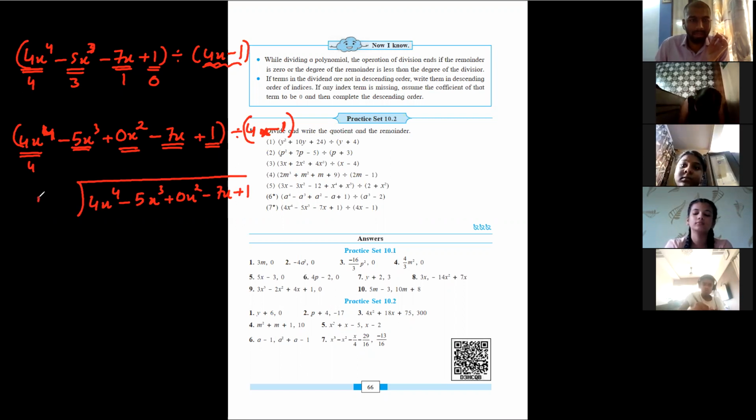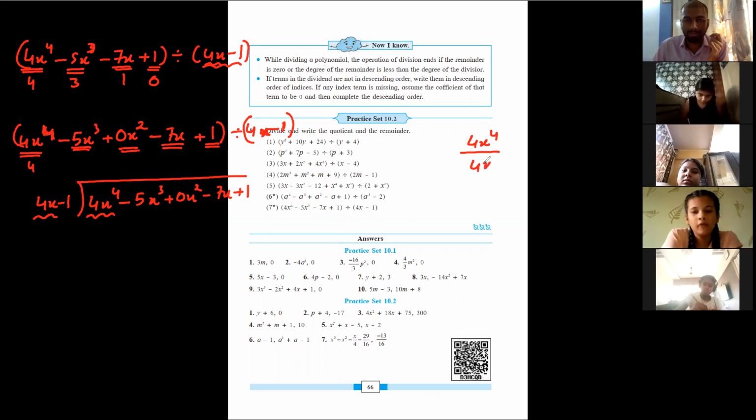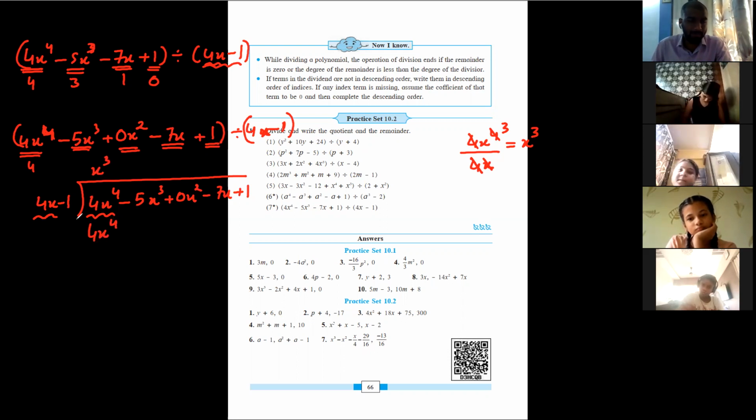So you have to eliminate with the help of what? 4x minus 1. So the first term that you will eliminate is 4x raised to 4. You will eliminate with the help of what? 4x. So I'll write 4x raised to 4 upon 4x. This 4 and 4 will get cancelled. This x and x raised to 4 will get cancelled. So over here it will be x cube. I'll write x cube over here and I'll write 4x raised to 4 at the bottom.